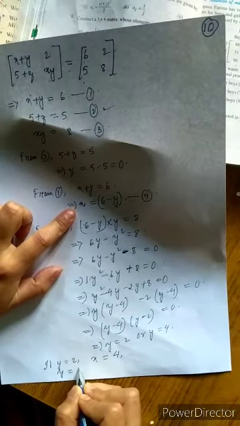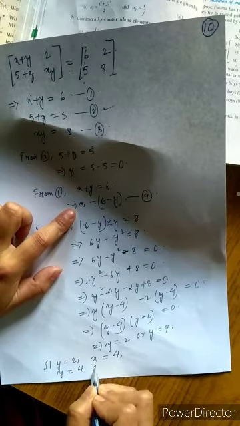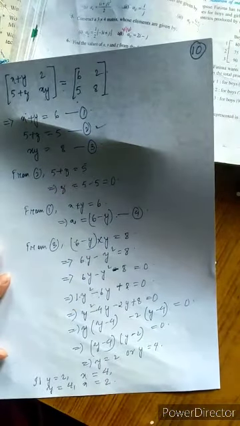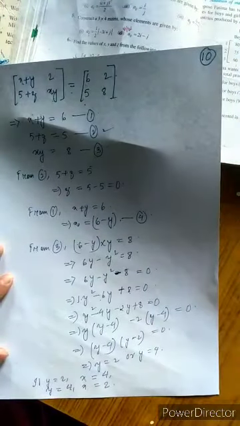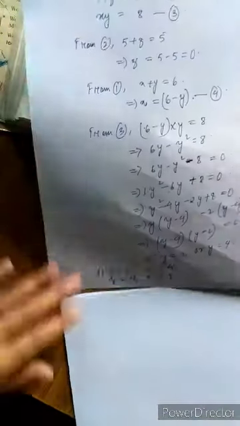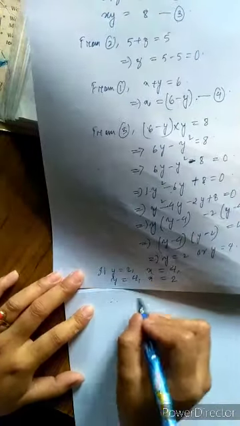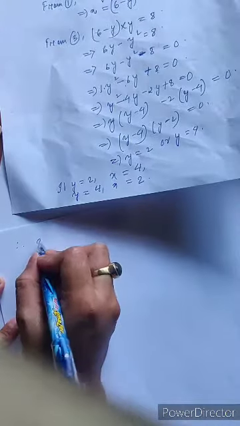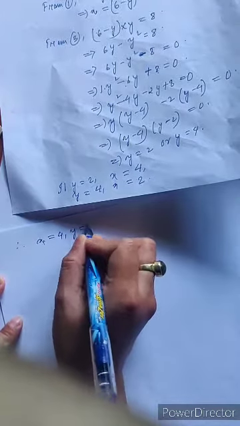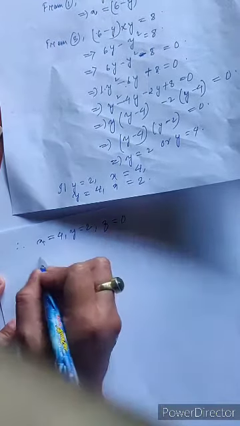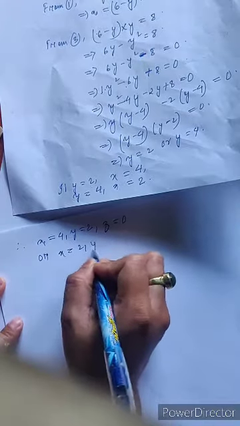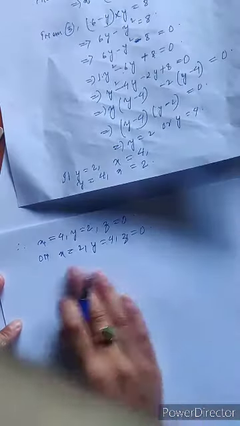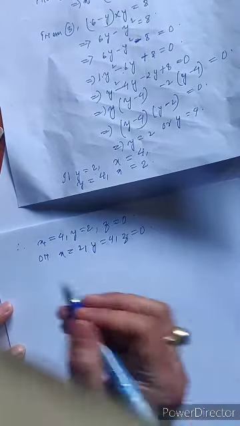If y is equal to 4, then the value of x is 6 minus 4, which is 2. Therefore, the possible values are x is equal to 4, y is equal to 2, and z is equal to 0, or if x is equal to 2, y is equal to 4, and z is equal to 0.